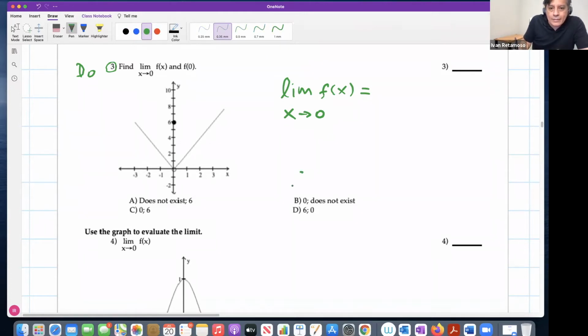F evaluated at 0. First the limit and then f evaluated at 0. Hint, try to approach from the left to 0, see where you're going output wise, and then do the same from the right, see where you're going output wise. And if there is convergence, yeah, you can have a limit. If there is no convergence, you say it does not exist, a limit, right?